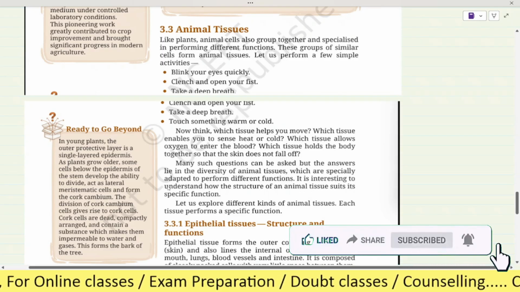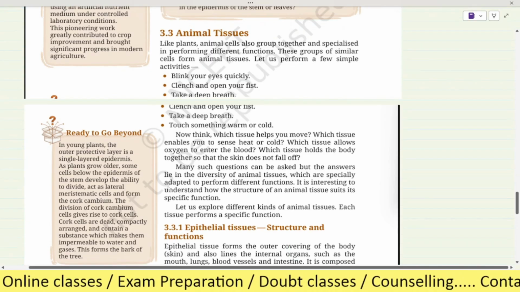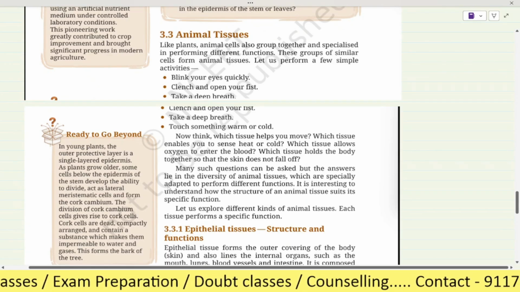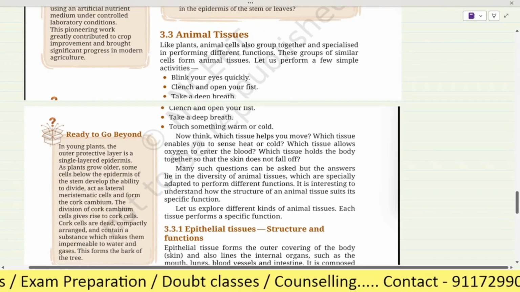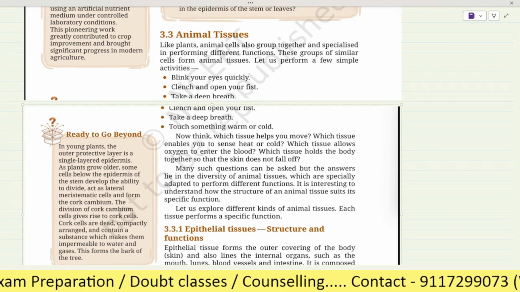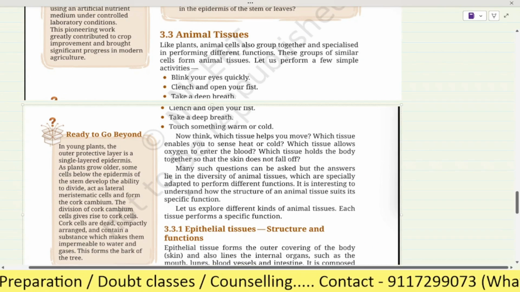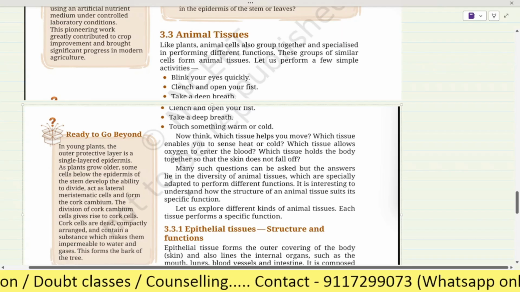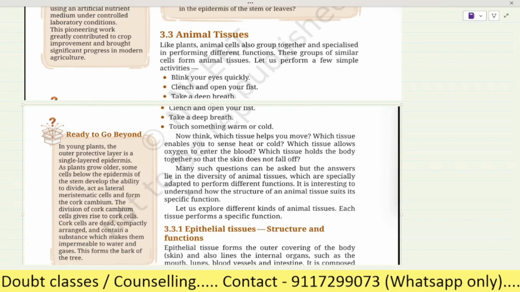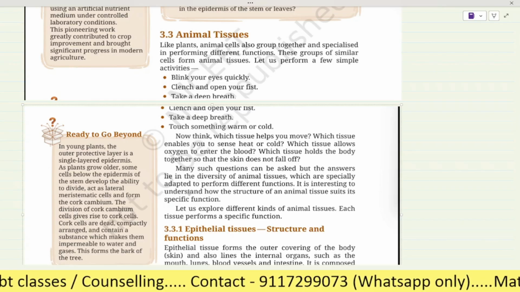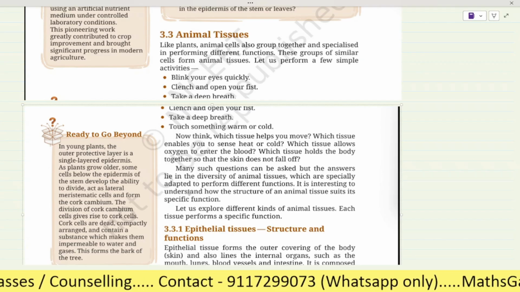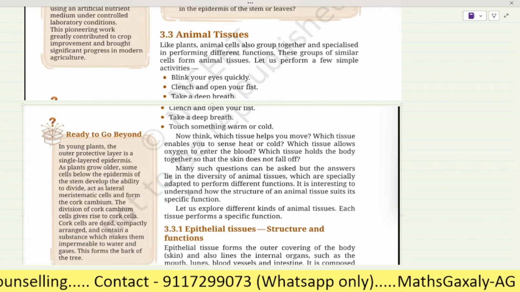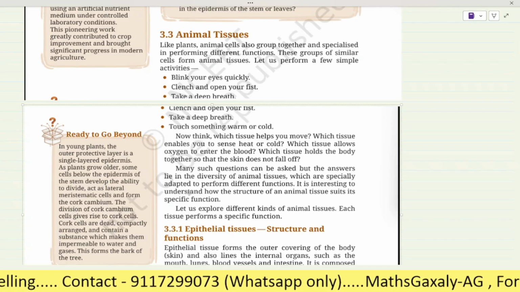So today you want to learn about animal tissues, right? First of all, tell me, do you know about the tissue now? What is the building block of our body, or the smallest unit of our body? Cells. It's cells, right? And cells together form tissues, right? So we will learn about the tissues.